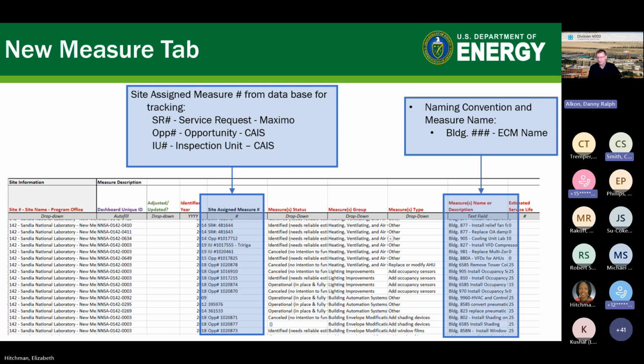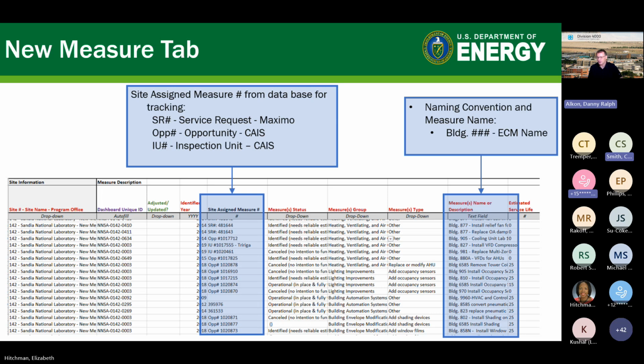The next major lesson learned is the naming convention for the ECMs. Previously, we've had up to 1,600 ECMs, and not all of them had the same naming convention because they were uploaded by different people. So we have standardized that naming convention. The first thing we do is include the building number and then a brief ECM name. The reason we have the building number is that if you're in the dashboard and you want to sort your ECMs by building, this is the easiest way to do it.